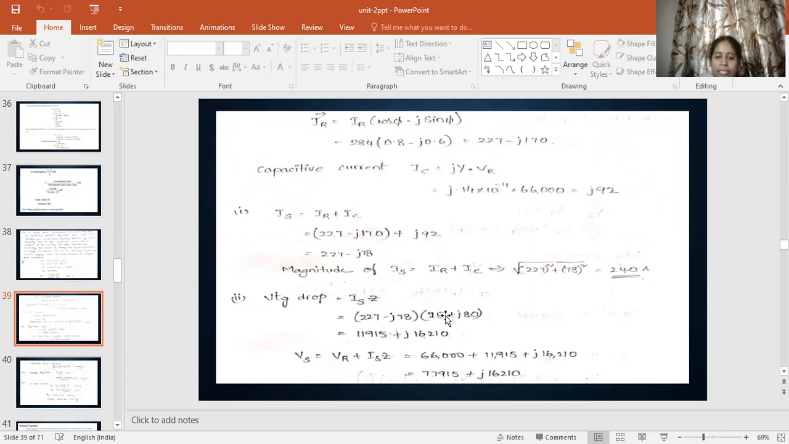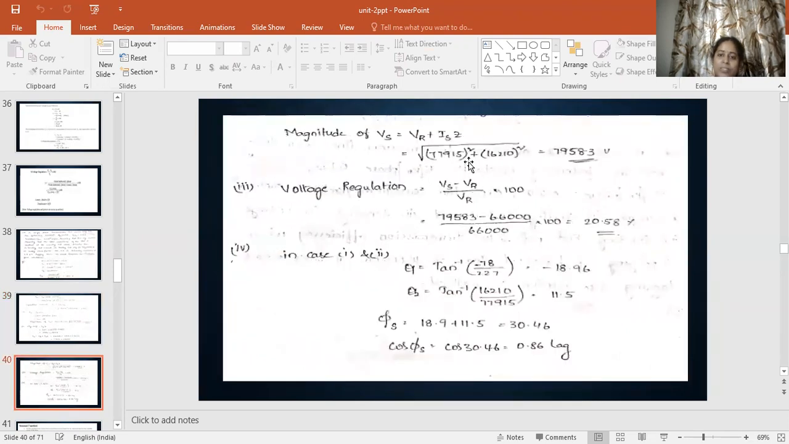And the voltage drop can be substituted in the sending end voltage. Vs equal to VR plus Is into Z. VR is nothing but 66,000 plus Is into Z, which is the drop. The drop value substituted here in complex form gives 77,915 plus J 16,210. Okay, this is the value for Vs, and we can find the magnitude: Vs equal to the square root of real term square plus imaginary term square. That value is 79,583. That is the Vs value.